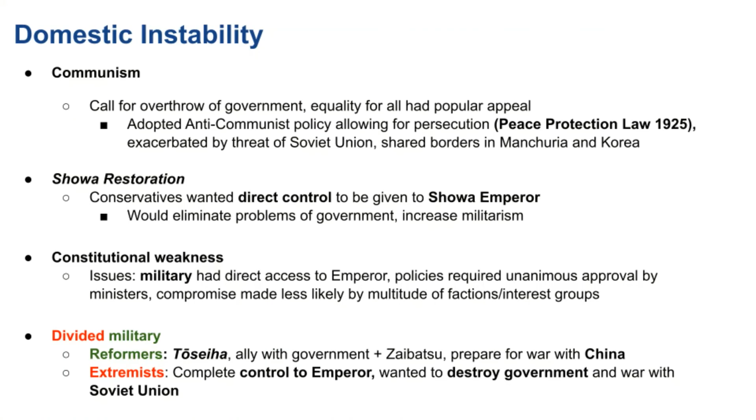There were a bunch of domestic instabilities in Japan. Firstly, the communists, who wanted to overthrow the government and create equality for all. Secondly, there was the Showa Restoration, where conservatives wanted direct control to be given to the Showa emperor. There was constitutional weakness, where policies, for example, required unanimous approval by all ministers. Lastly, there was a divided military. So there were the reformers, which wanted to prepare for a war with China, and there were the extremists, which wanted to destroy the government and have a war with the Soviet Union.